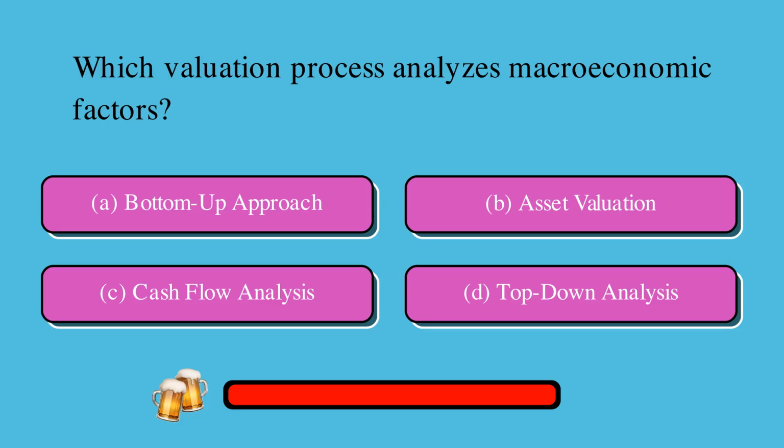Which valuation process analyzes macroeconomic factors? Is it A, bottom-up approach, B, asset valuation, C, cash flow analysis, or D, top-down analysis? The correct answer is D, top-down analysis.